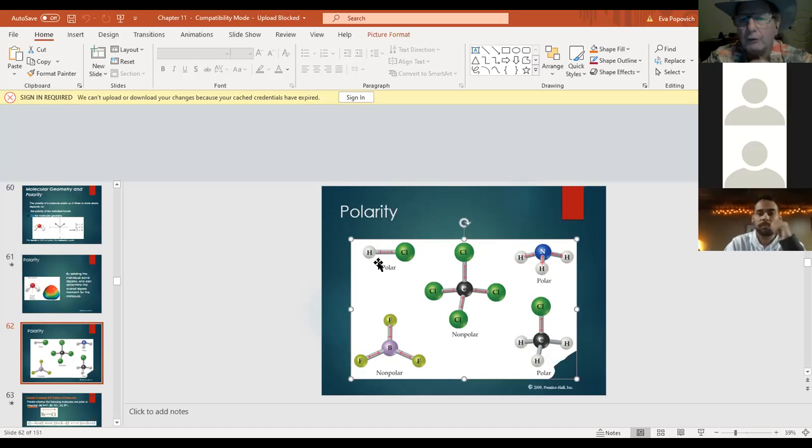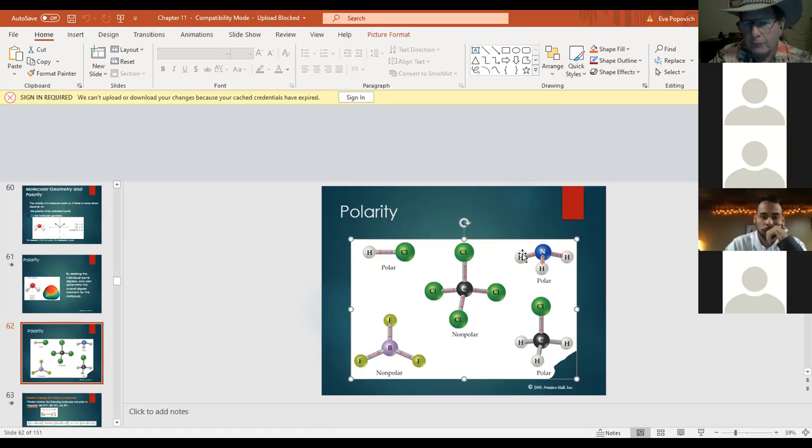All right, Blake, you out there, Blake? Yes. All right. We're looking at ammonia here. This is the top right molecule. Does it have polar bonds?